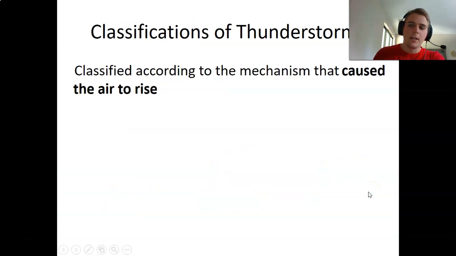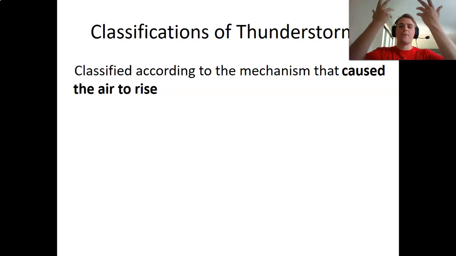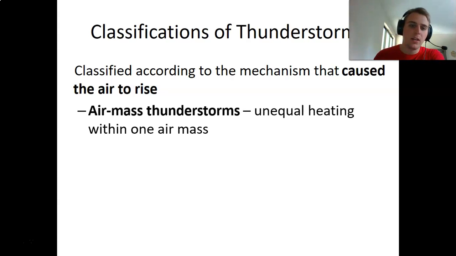Okay. Now there are several classifications of thunderstorms. They're classified according to the mechanism that caused the air to rise. So basically, they are classified by what happens to make the air warm enough to lift up into the atmosphere. One is air mass thunderstorms, unequal heating within one air mass. So that is one, a single air mass, and not a front, not two air masses colliding, but one.